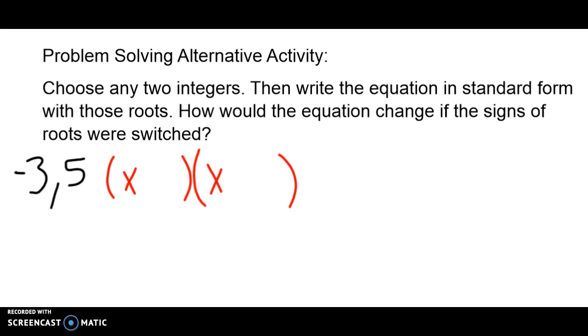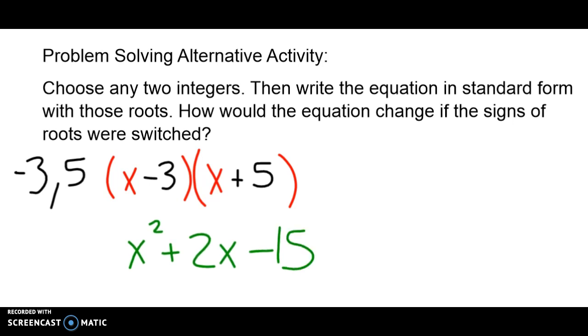If I let them pick negative 3 and 5 and they just put the numbers in here, and then we let them write the equation out, they FOIL it out, because they know what FOIL is, we just explained what it is, they end up getting this right here as their equation, right? That's what they get. So they think their roots of negative 3 and 5 should end up with this equation.